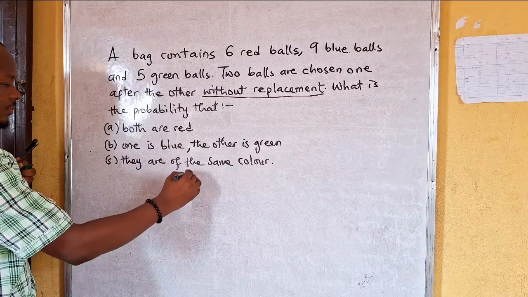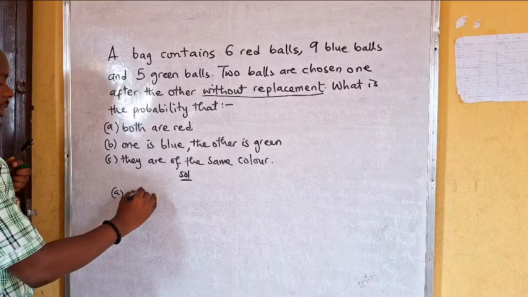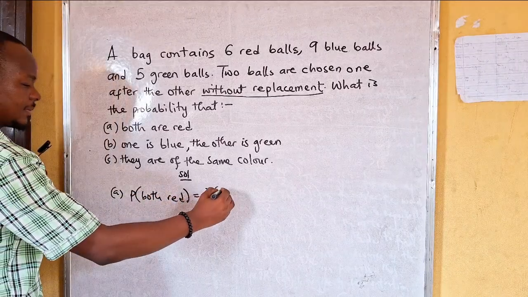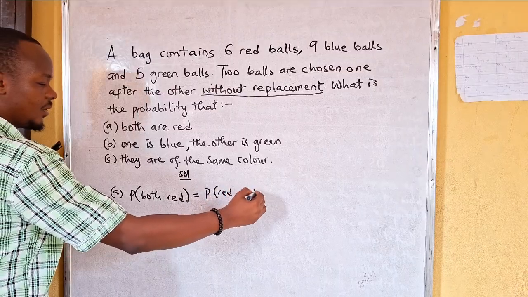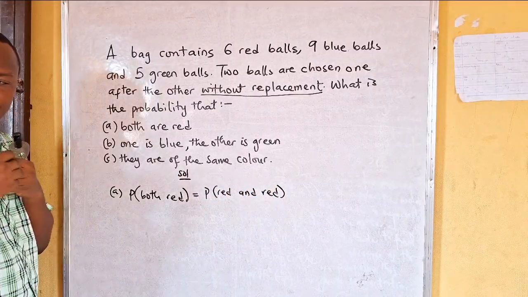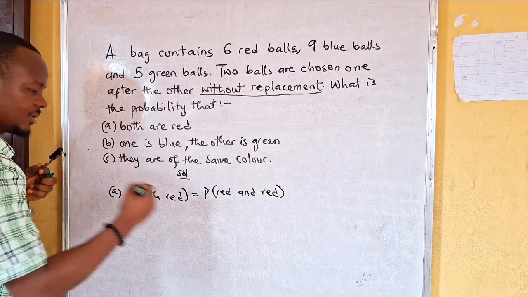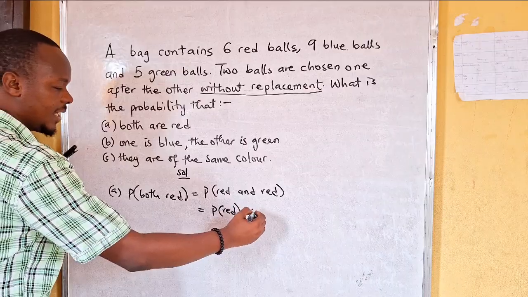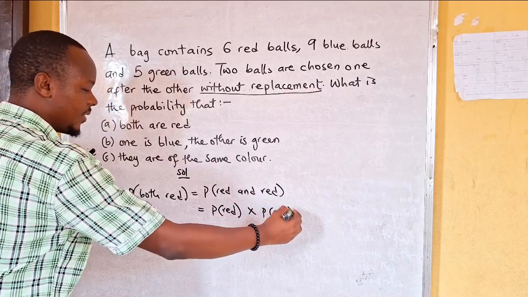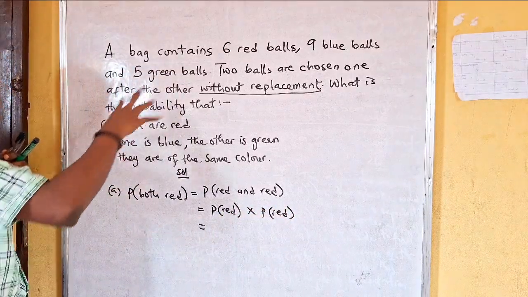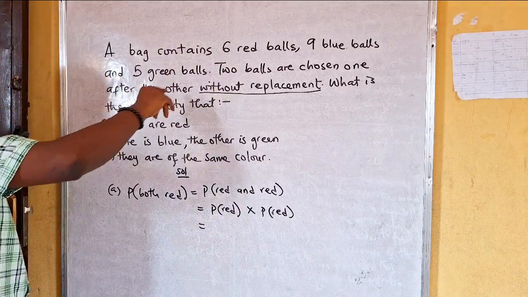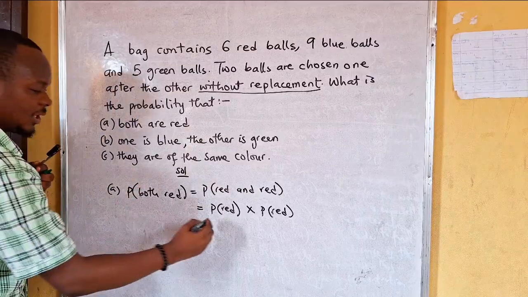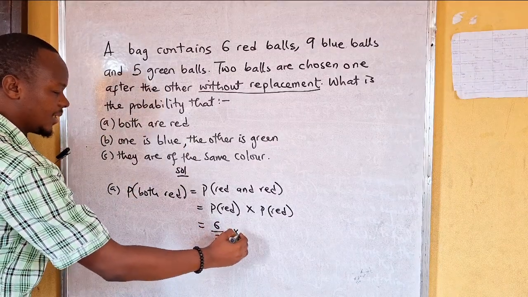So probability that both are red. That means the first is red and the second is also red. So first is red and second is red. So that's probability of red, since it's "and", times probability of red. If you take the first one, we have all the balls inside the bag. So we have 6 red balls and we have 20 balls in total. So that will be 6 over 20 times.